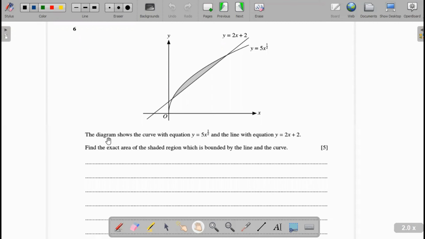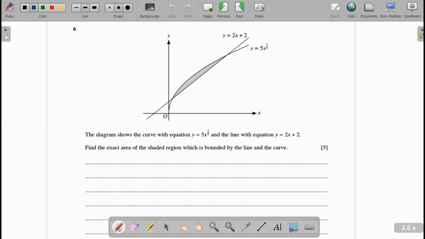Question 6. The diagram shows the curve with the equation y equals 5x^(1/2) and the line with the equation y equals 2x plus 2. Find the exact area of the shaded region which is bounded by the line and the curve. Here we have to find the area of this shaded region.